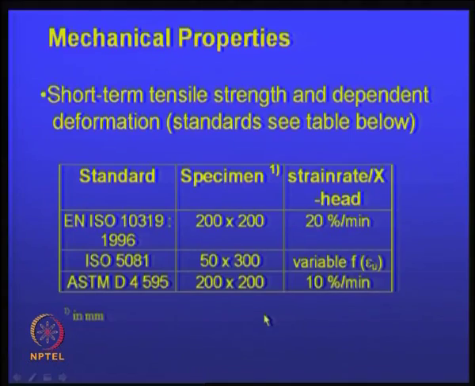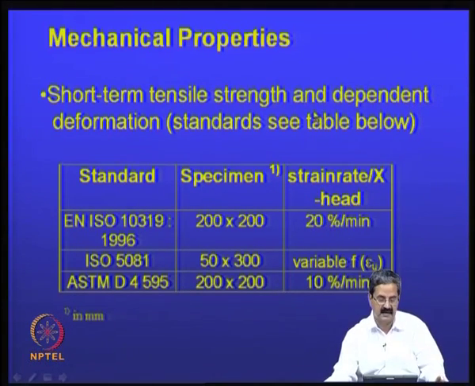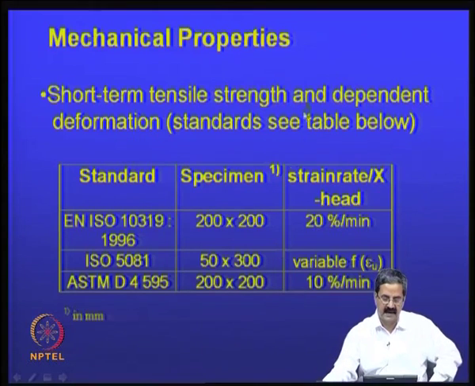test for that. In fact, short term tensile strength means immediate tensile strength, and you have certain standards for it, and this specimen size is 200 mm by 200 mm, and then the strain is given also. You have European standards, you have ISO standards, you have ASTM standards. All these three are very important, because if you are in Europe you may try to follow the European standards. ISO is a general standard, and if you are in the US they go by ASTM standards.